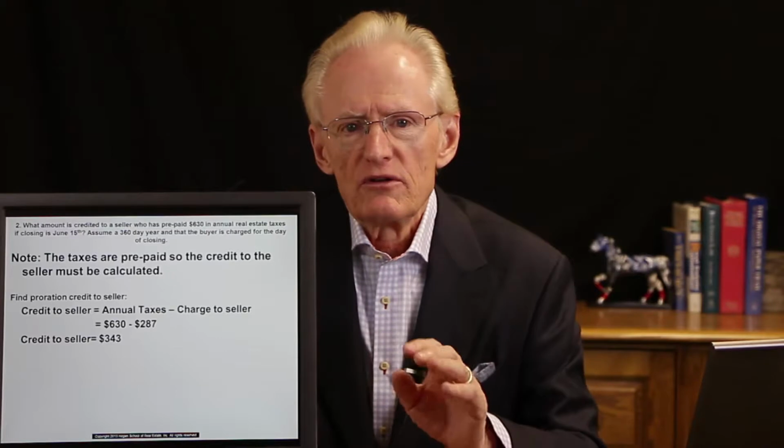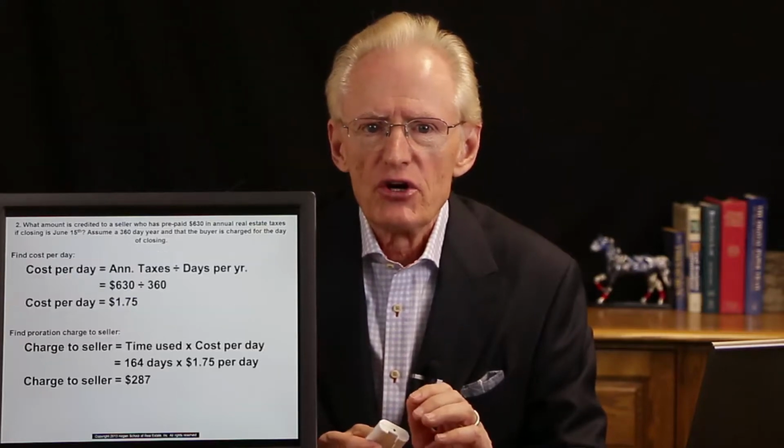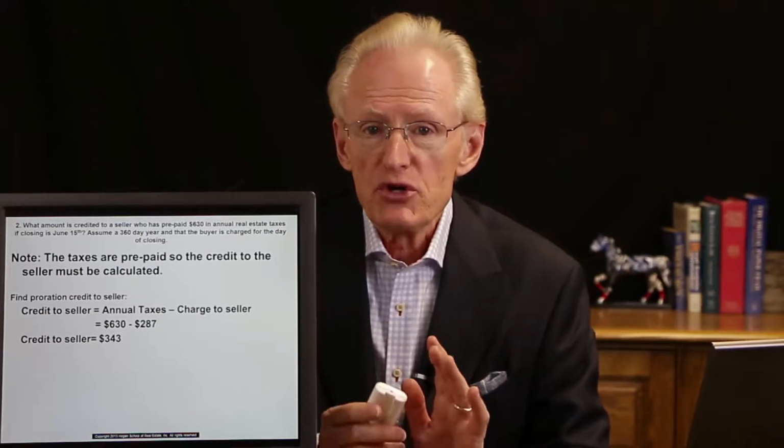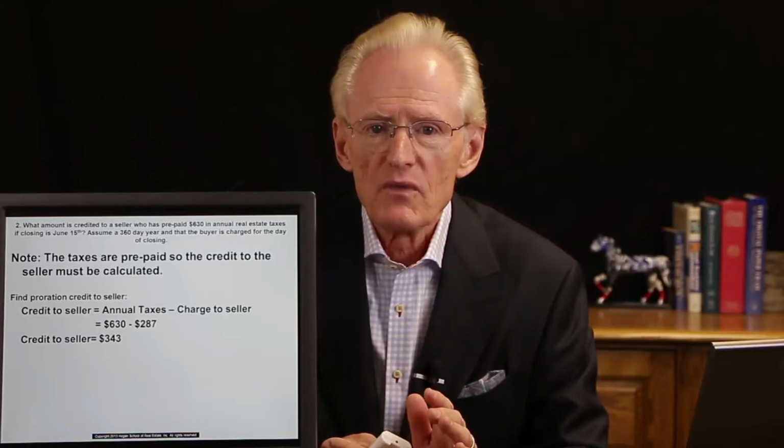Now, a couple of points to make here. First of all, these examples are not multiple choice questions, but I can promise you that if this was a real test question, one of the other answers would be $287. In other words, the amount that we would have charged the seller, that the seller had used up, so to speak. But you have to remember the question is asking for the amount that would be credited to the seller because these taxes have been prepaid.